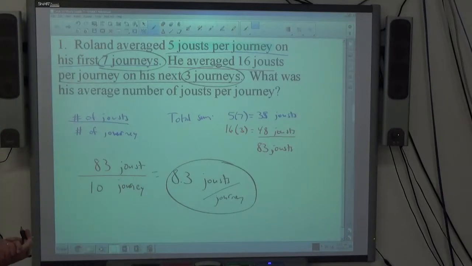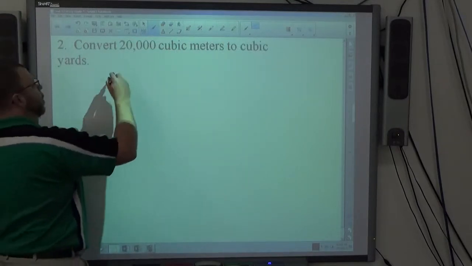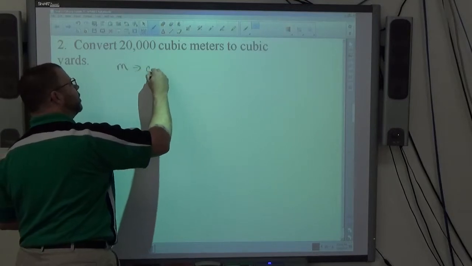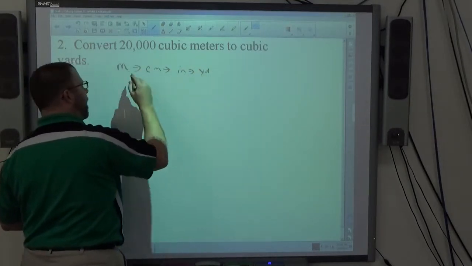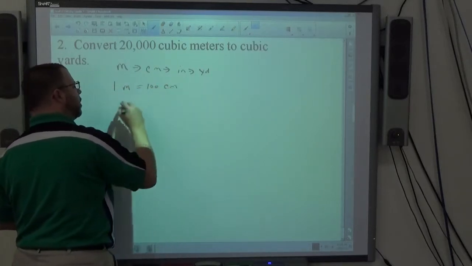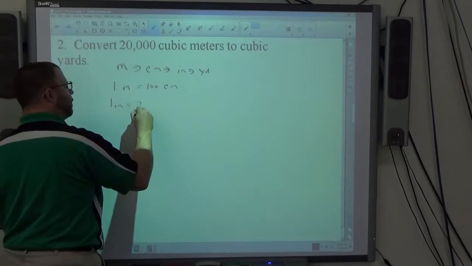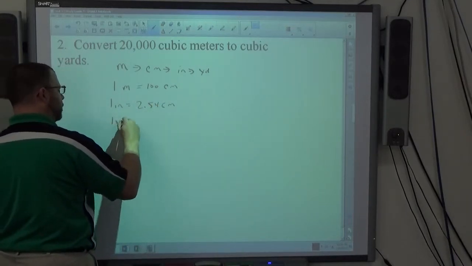And you should expect Roland to be jousting on the test also. It'll be done similarly. Number 2, convert 20,000 cubic meters to cubic yards. So I'm going to go from meters to centimeters, centimeters over to inches, inches over to yards. And the facts that we have is that 1 meter is equal to 100 centimeters. 1 inch is equal to 2.54 centimeters. And 1 yard is equal to 36 inches.